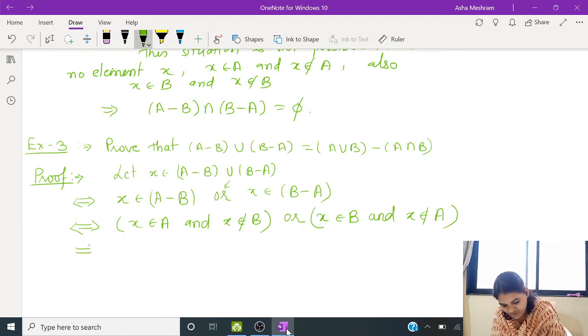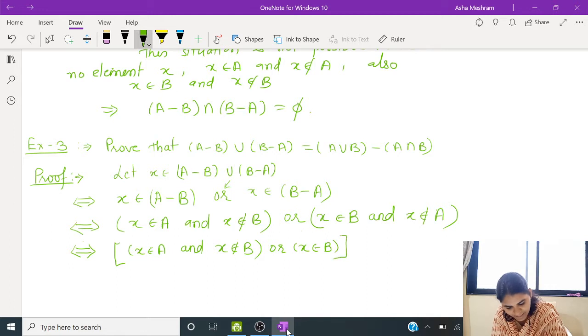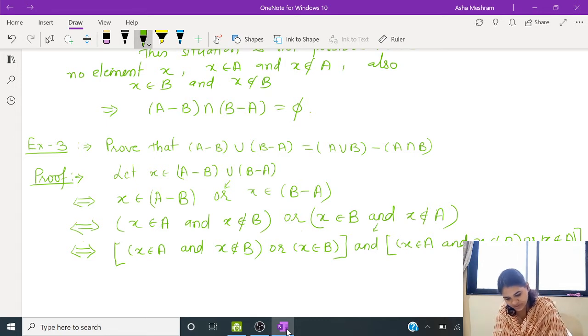Now we distribute this OR. So we can write x belongs to A and x does not belong to B, this bracket I have kept the same, or x belongs to B, and then this word and, again one square bracket, x belongs to A and x does not belong to B, or x does not belong to A. Okay, next again we simplify this or we distribute this.